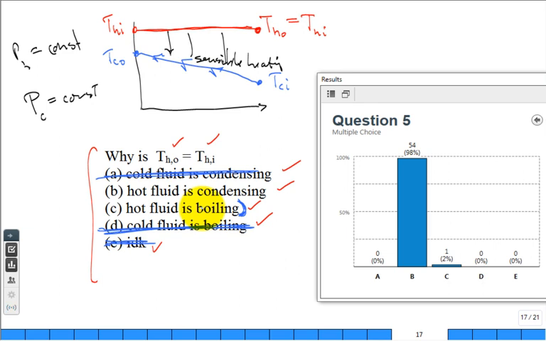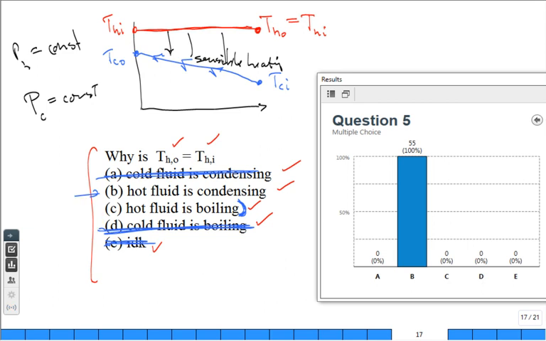Do I put heat into the fluid? Do I put heat into the bottom of the pan to make the hot fluid boil? Yeah, right. You turn it around. In order for the heat to come out of the hot fluid, it has to condense, doesn't it? So here, the right answer is B.